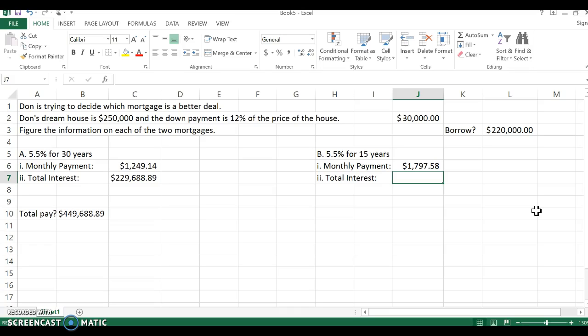Notice my monthly payment is quite a bit more, $500 more. Well, that should make sense. You're paying your house off in half the time, right? 30 years compared to 15.